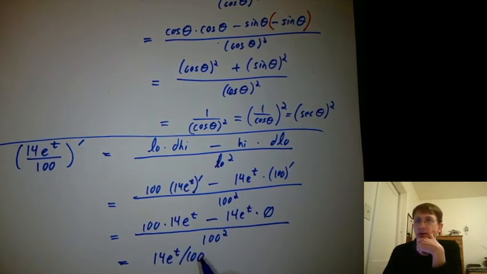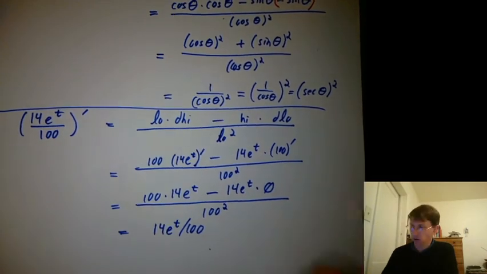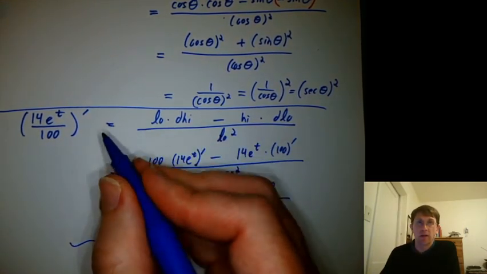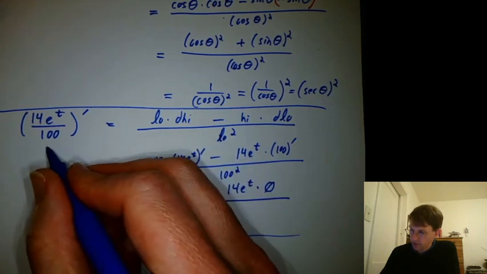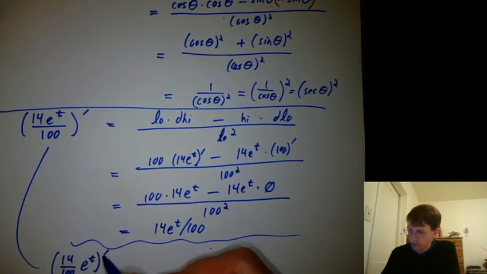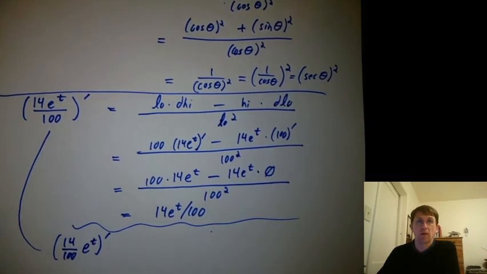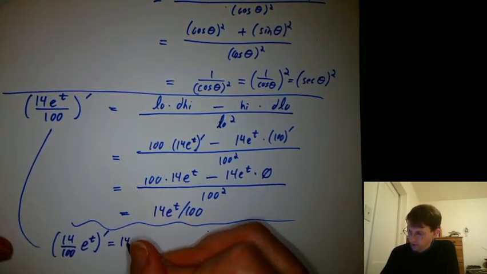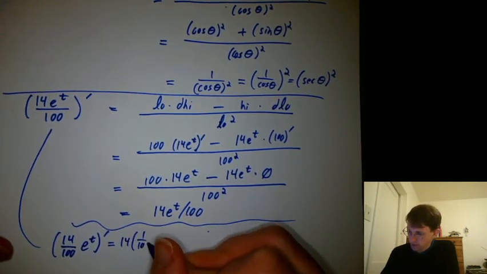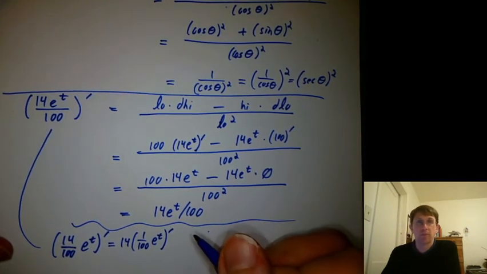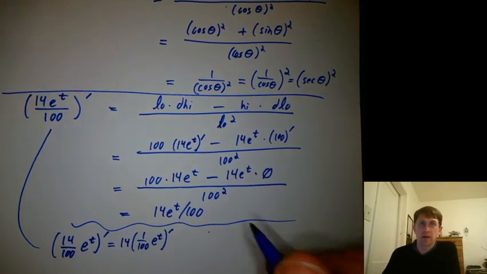Do you notice anything that I might have done differently here? Well, I could have rewritten this or thought about it as 14 over 100 e to the t prime. Or I could have thought about it as 14 times 1/100th e to the t prime, moving the 14 out because of the constant multiplier rule.